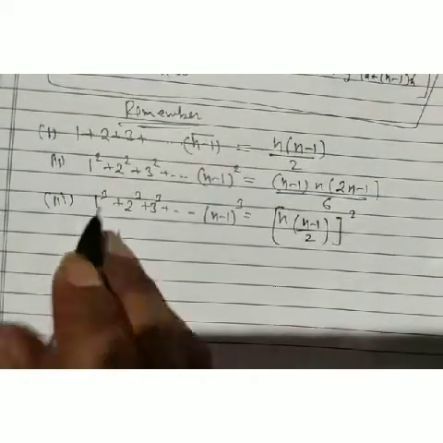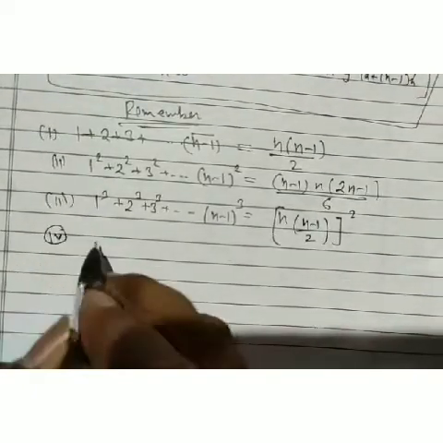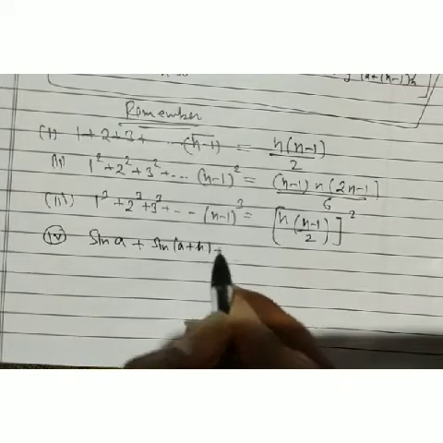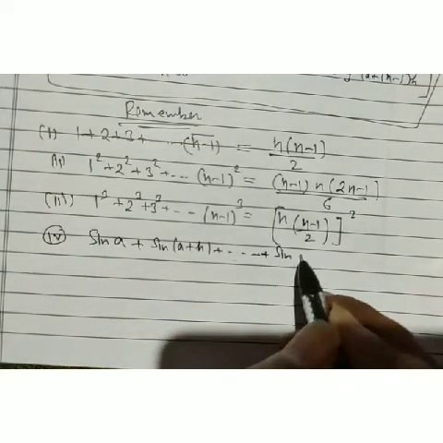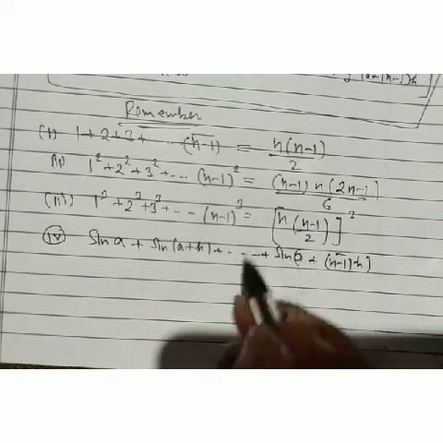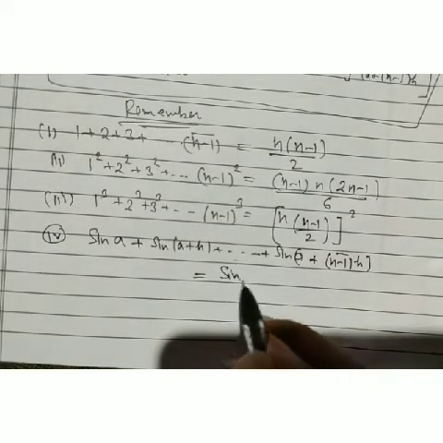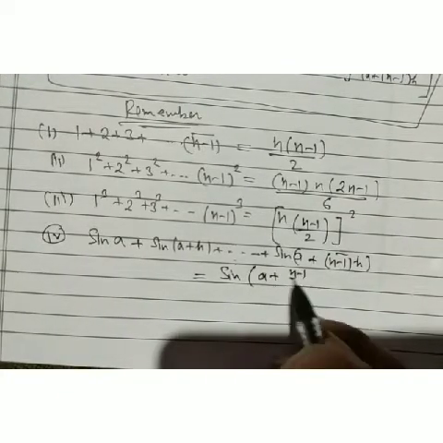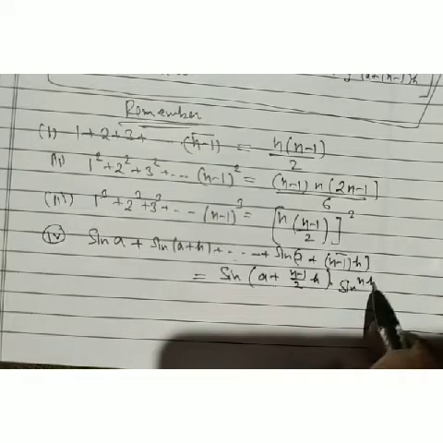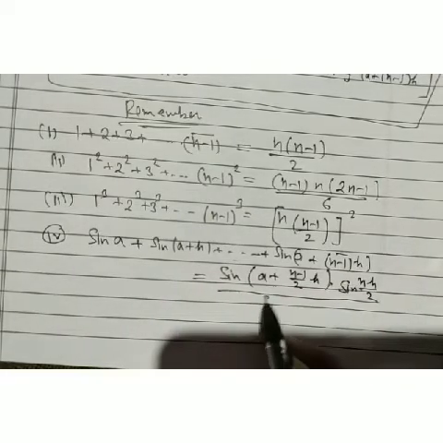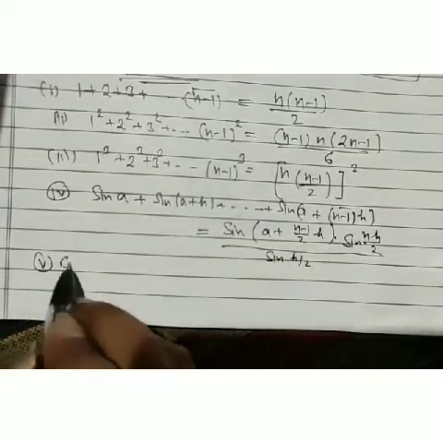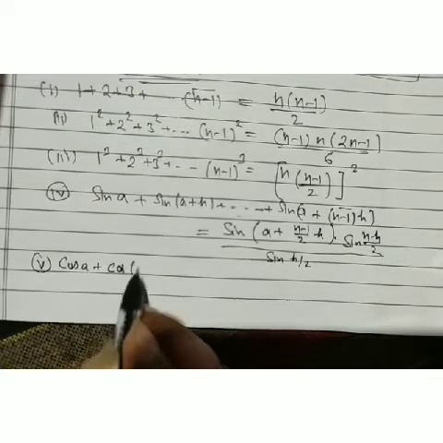And also you have to learn two basic concepts, sum of series of sine. If we have sine A plus sine (A plus h) plus ... plus sine (A plus (n minus 1) h), then its sum is given by sine (A plus (n minus 1)/2 h) into sine (n h by 2) divided by sine (h by 2).